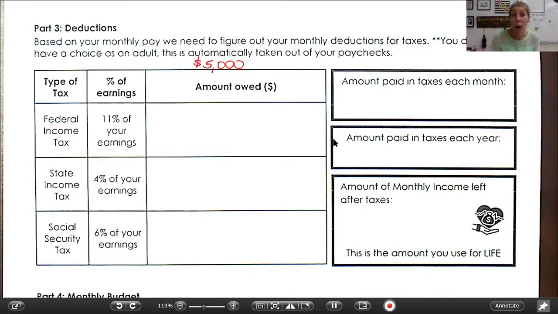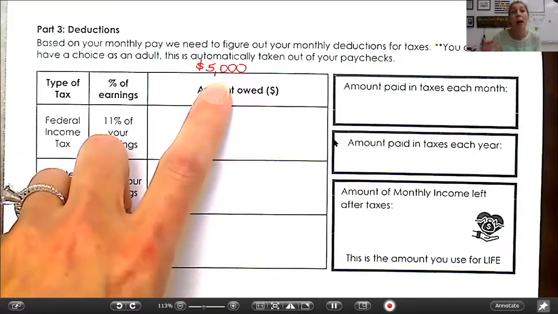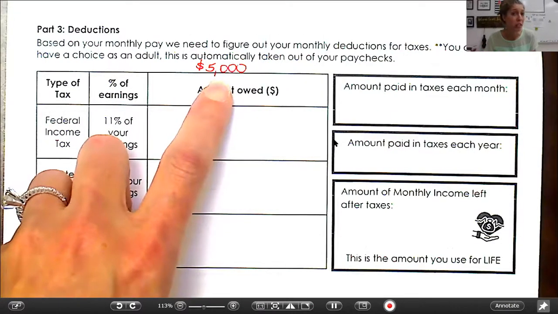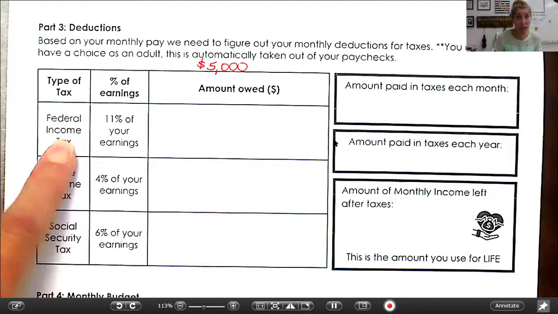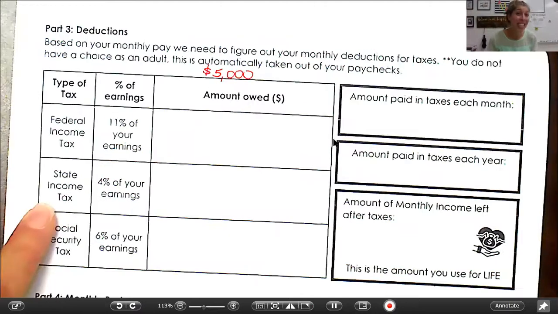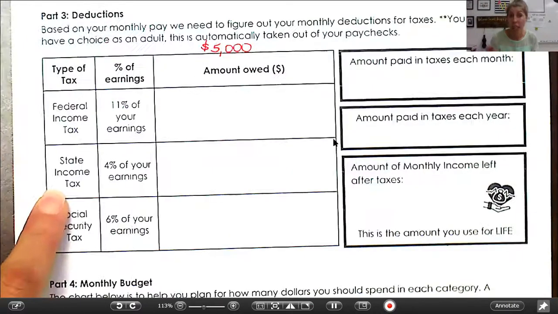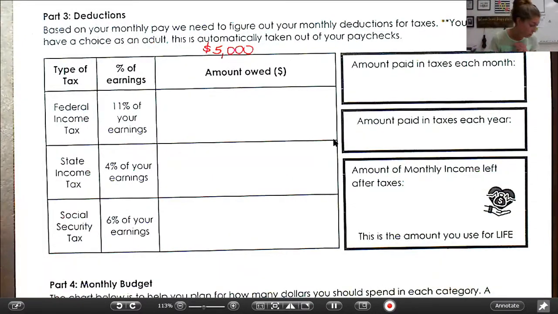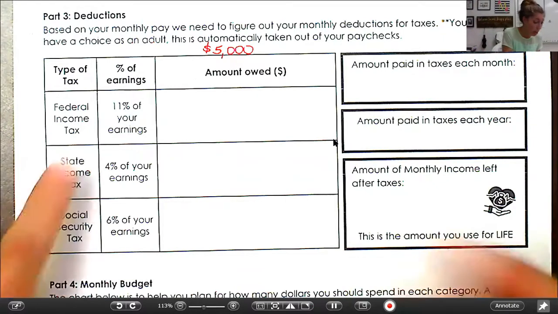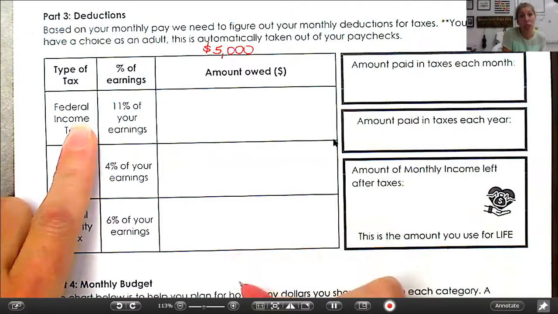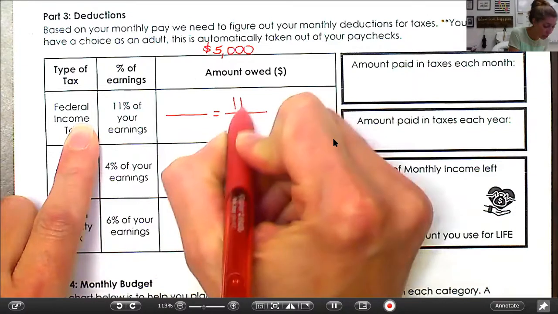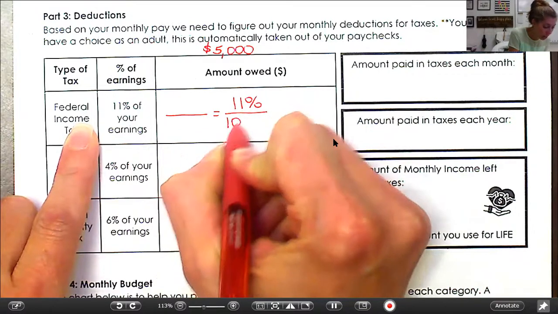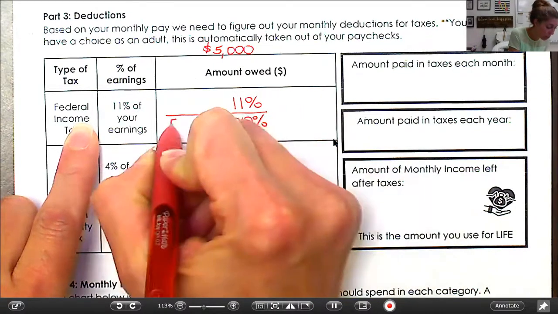So we're going to figure out how much of your income is going to be gone to those taxes. We have 11% for federal income, that's national. Then we have our state income, 4%, and this can change depending on the state that you live in, and Social Security tax, which is 6% of your earnings. So what you're going to do is calculate each one of these. Now, how I would do this, since we just finished our percent proportions, I'm going to use that proportion to figure out my answer.